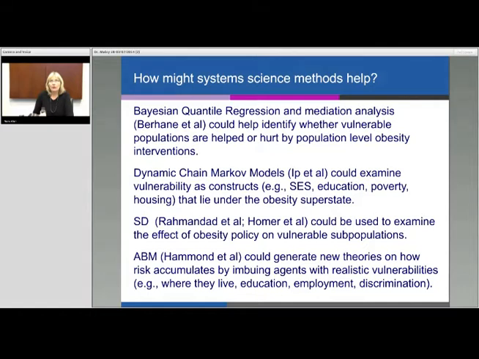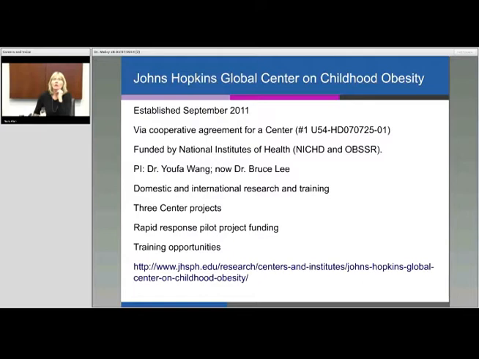There are other methods that could be used and brought to bear on disparities research, including, I would suggest you look at Ip et al. References on the next slide, the dynamic chain Markov models that could really break down vulnerability as constructs that lie underneath what one might call the obesity superstate. System dynamics models could be used to examine the effect of obesity policy on vulnerable subpopulations. I encourage you to look at work of Hajir Ramadad, who's one of our Envision members. Jack Homer and his group, there'll be more references under PRISM. They're not part of Envision, but they also have done system dynamic modeling. And I've already told you about Ross Hammond's work, so here are the references.